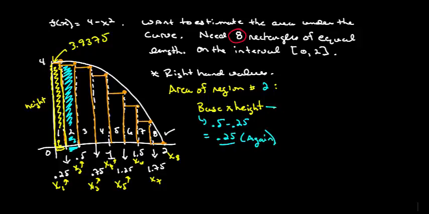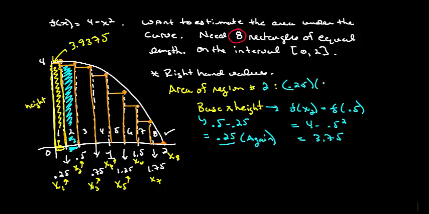Now what's the height? Well, the height is the function evaluated at the right hand of that interval, and the right hand of that interval is 0.5. So it's the function at 0.5. So we're going to have 4 minus 0.5 squared, and that's going to give us a value of 3.75. So we'll take the base length of the rectangle, which is 0.25, multiply it by the height of the rectangle, which is 3.75, and we'll get a value out here of 0.9 something, 0.93.